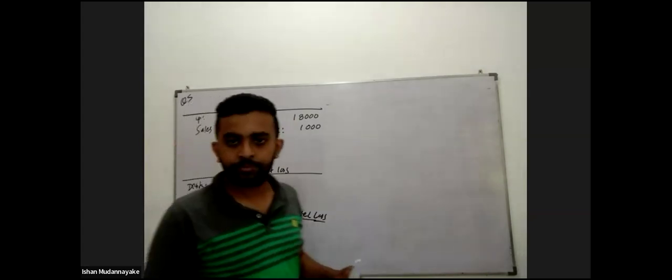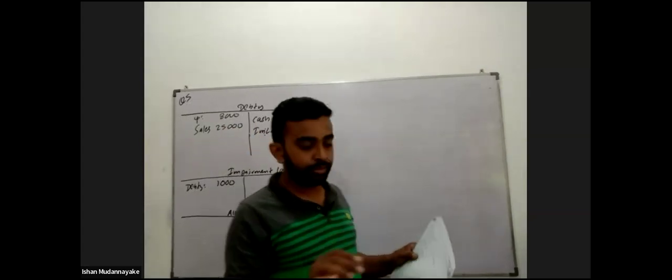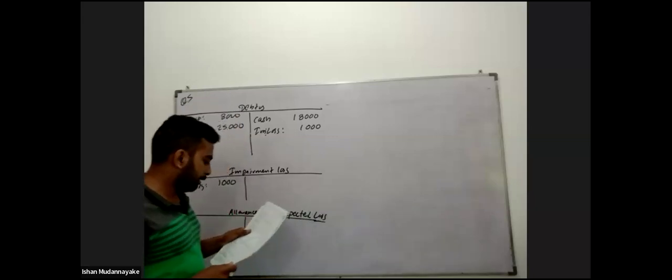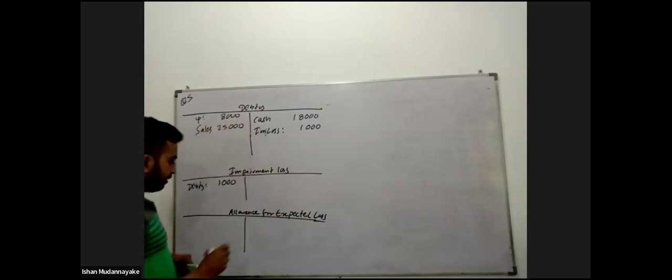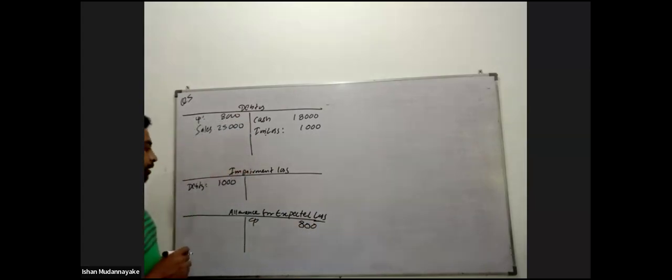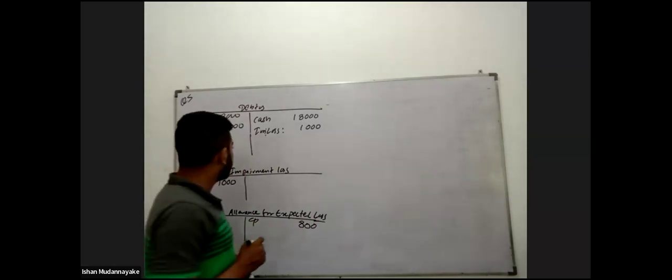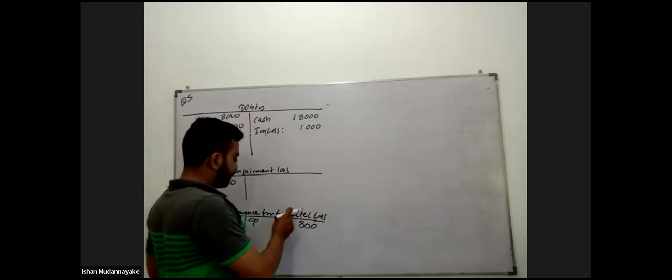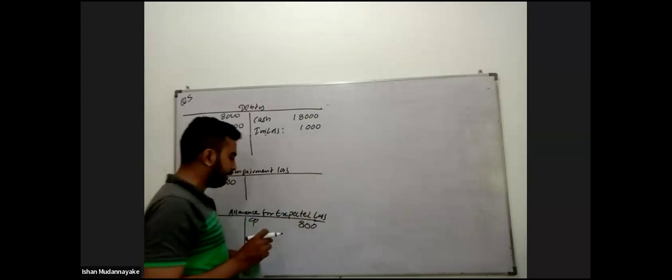The allowance for expected loss policy of the business is 10%. This is not the first time, okay? Based on the opening debtor balance 8,000 into 10%, it is 800. The allowance for expected loss opening balance is 800, as their policy is to provide 10%.